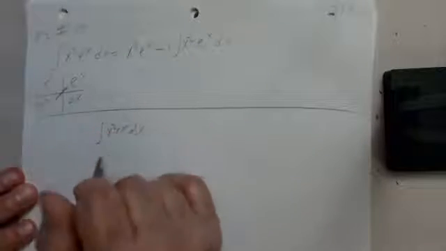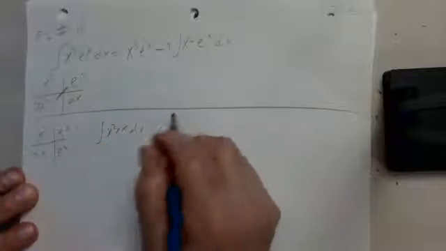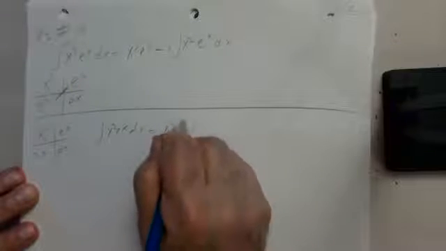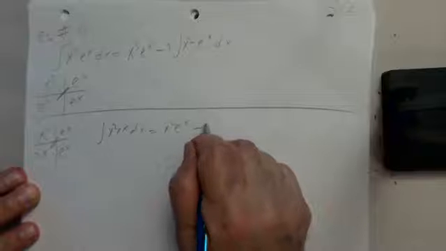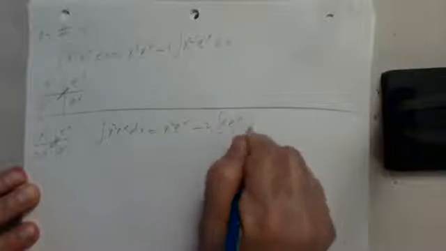So we need to do this integral. So again, let u be x squared and dv dx be e to the x. Then this is 2x and this is e to the x. So this is x squared e to the x minus this integral, 2 times the integral of x e to the x dx.